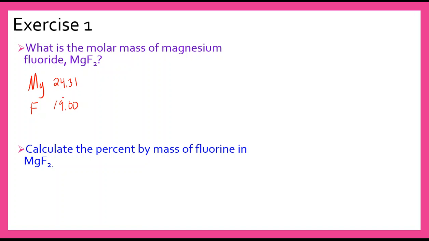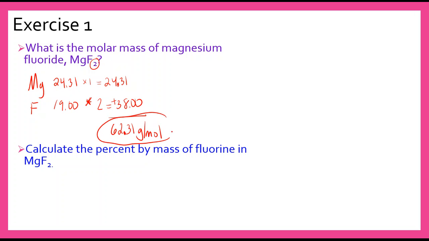How many magnesiums do I have in my compound? Just the one, so, multiply by 1, 24.31. Multiply this one by what? Fluorine gets multiplied by, in our compound, 2, so that's 38. Then all I have to do is add these together. So I end up getting 62.31 grams per mole. That is my molar mass.